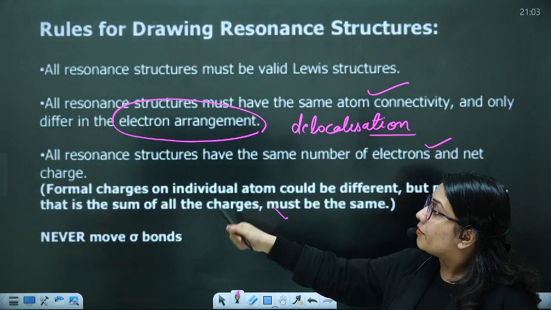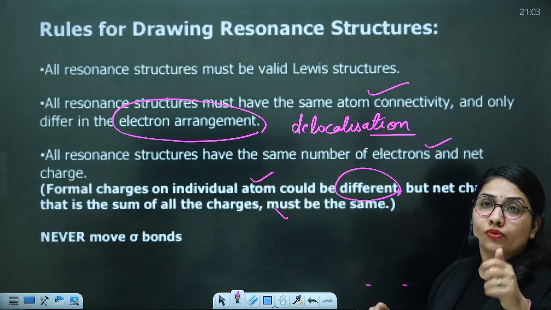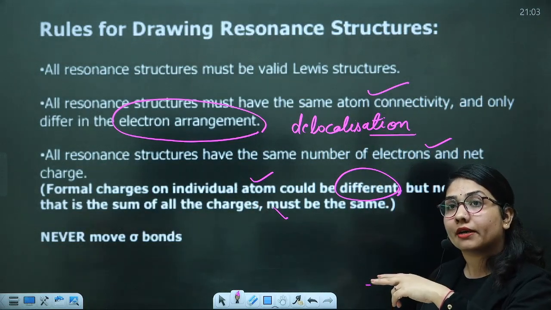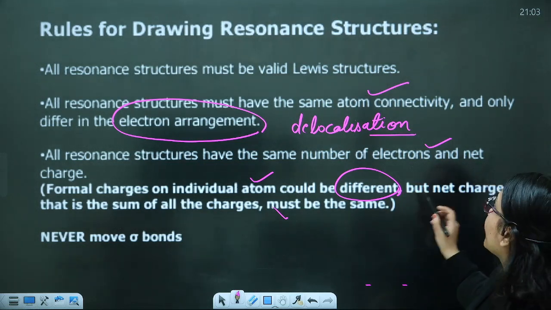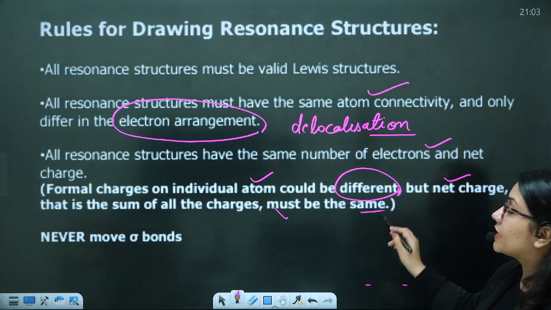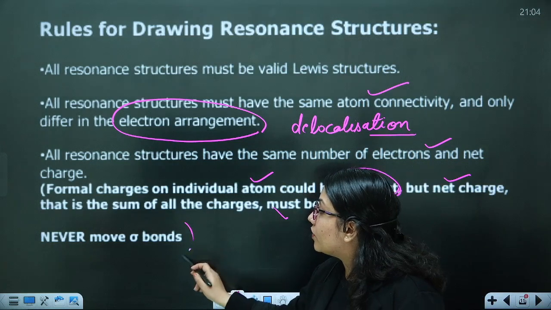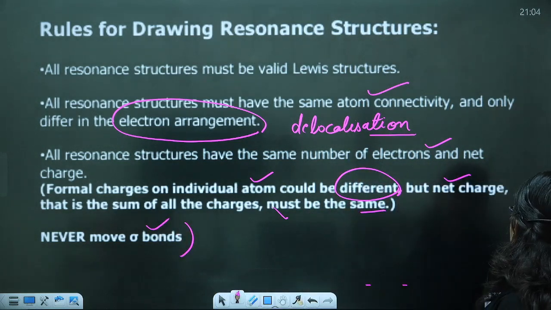Yes, formal charges on individual atoms could be different, as I have shown you that the negative charge on one O atom shifted to the other O atom, but still the net charge of the molecule was 0. But the net charge, that is the sum of all the charges, must be the same for the resonating structures. Always remember, you will not move the sigma bonds. Never move the sigma bonds.